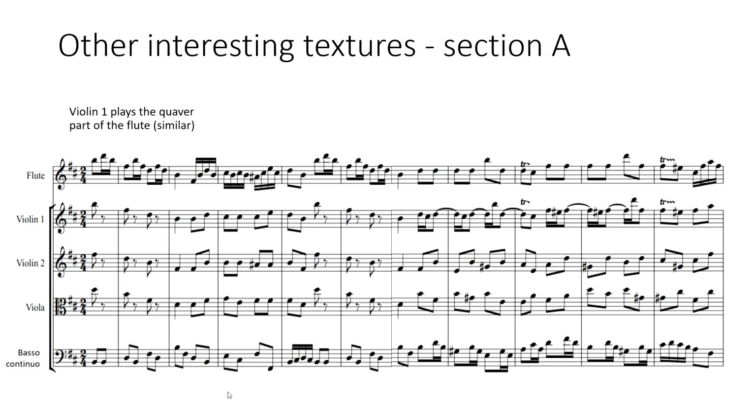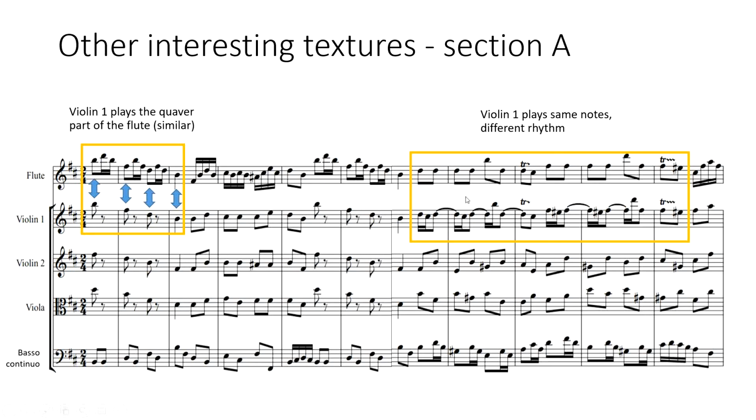Now, violin 1 is playing the quaver part of the flutes, so it's very similar. So I've just put a box around it and I've highlighted the same notes, so we can see it's playing B, F sharp, D and B. We would call that doubling. It's doubling up the quaver rhythm, as violin 1 plays the B minor arpeggio.